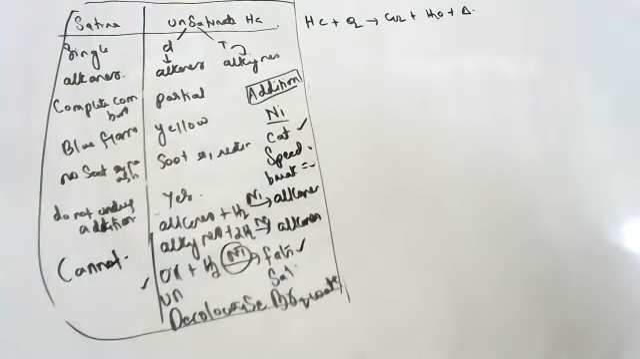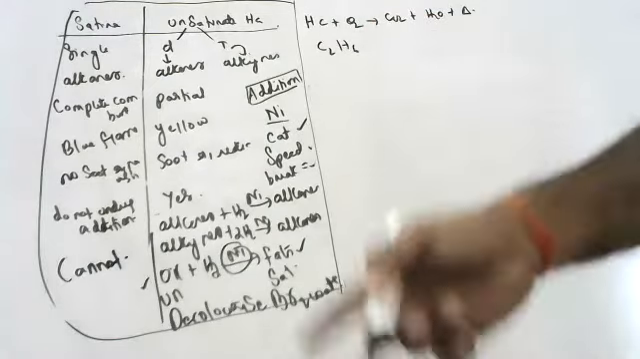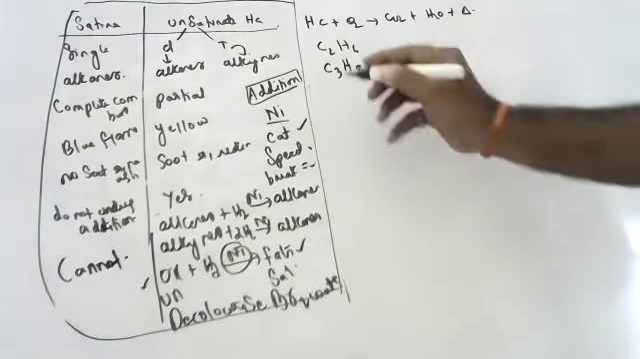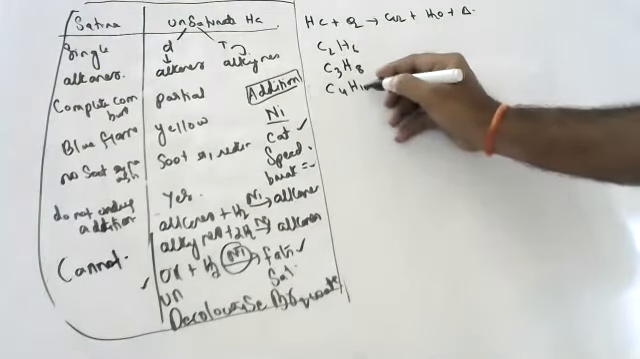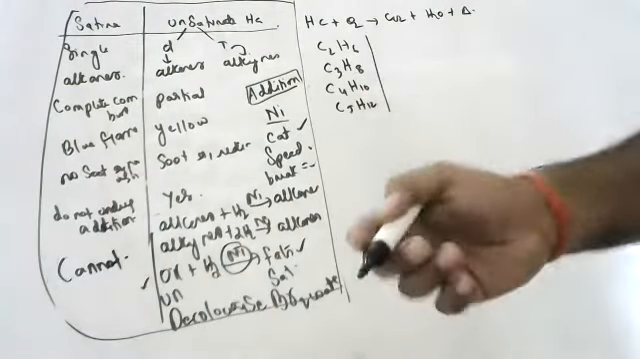Write the next homologue of C2H6. Next homologue means add CH2. C3H8. Add CH2, C4H10. So if you want the next homologue, add CH2.